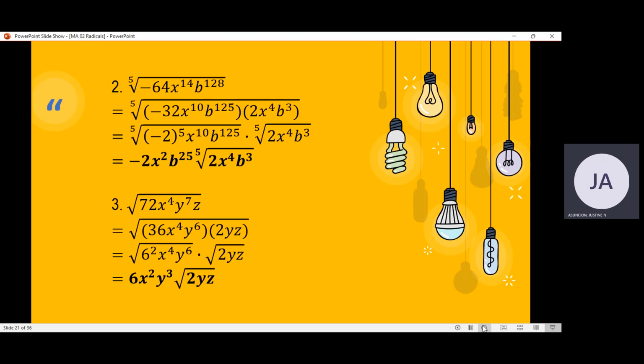So we have the square root of 72 x raised to 4 y raised to 7 z, that's 6x squared y cubed, square root of 2yz.